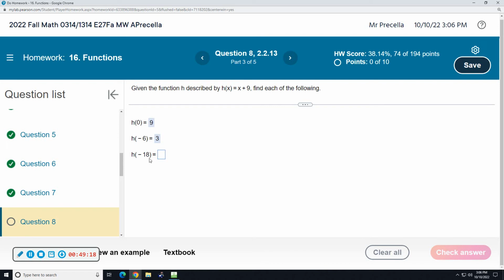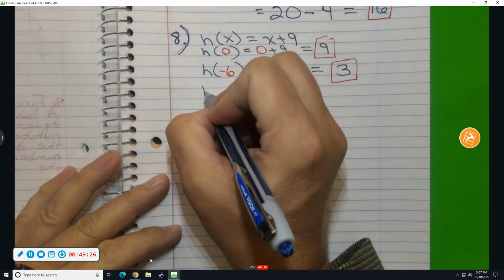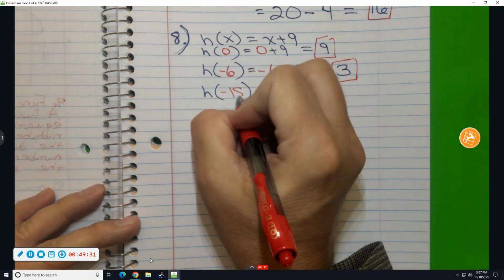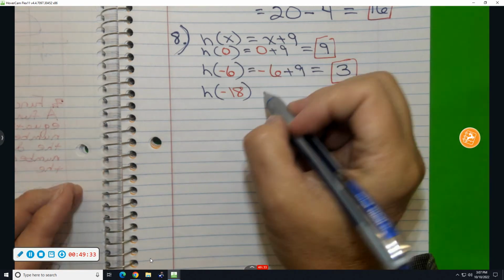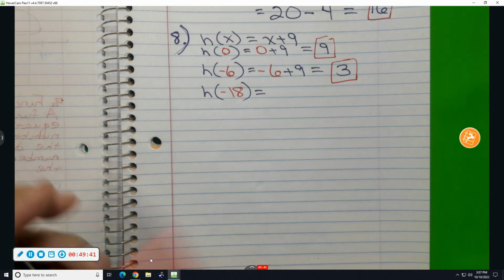H of negative 18. That says go to our function h, and wherever we see a variable, replace it with negative 18.